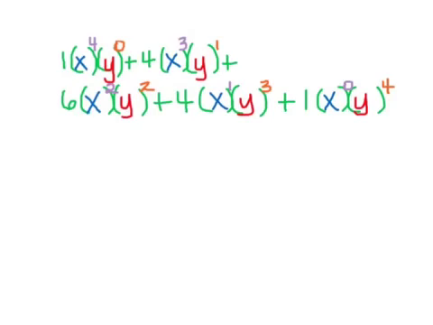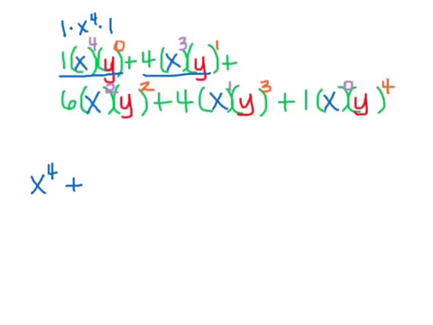Now let's simplify this polynomial. I would take each term one at a time and analyze it. So we basically have a 1 times x to the fourth power, and y to the 0 is just 1. Anything to the 0 power is just 1. So if we multiply those three things, we can write our first term as x to the fourth.